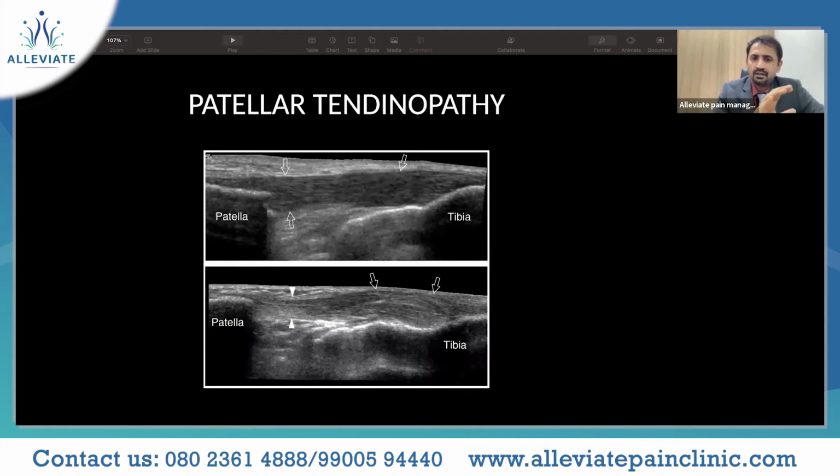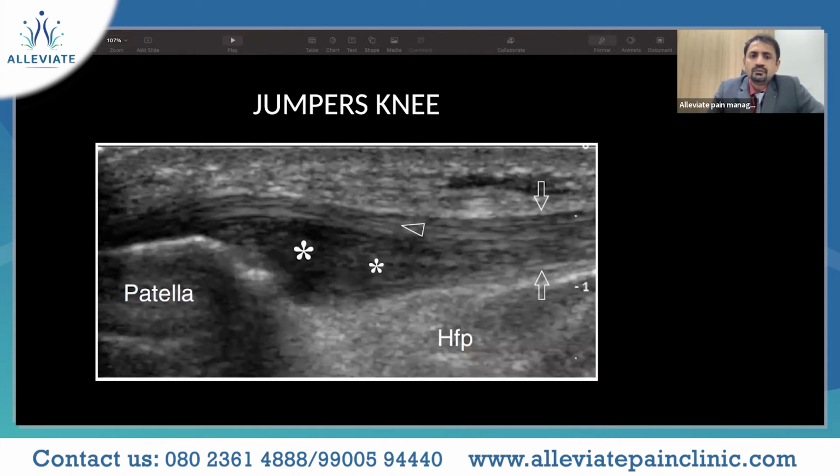you see the patella. Furthermore, when you translate your probe, you will be able to see between the patella and your tibia, which is your patellar tendon, which could be diffusely swollen, like in the image above, or it could be that the distal end is more thickened, whereas the proximal end is normal, as seen in the second image. This is again a case of jumper's knee, in which the proximal end has partial thickness.